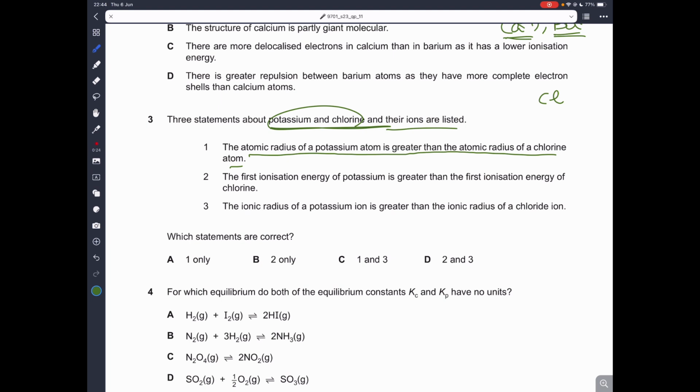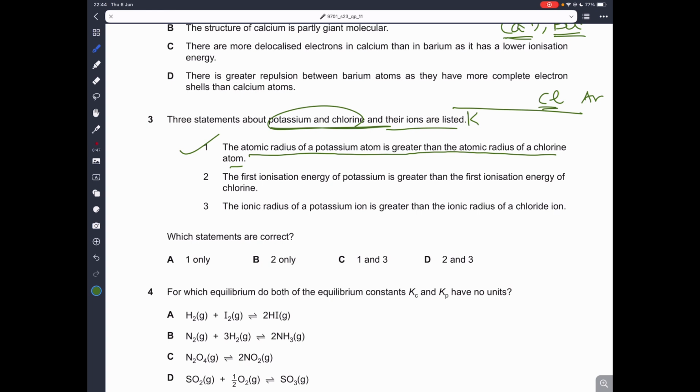At the end of period number three, there's argon beside chlorine, and potassium is at the first of the next period, which is the fourth period. Potassium is in the fourth period. So you can see they are in different periods and different groups. And the atomic radius of potassium atom is obviously going to be greater than the atomic radius of chlorine.